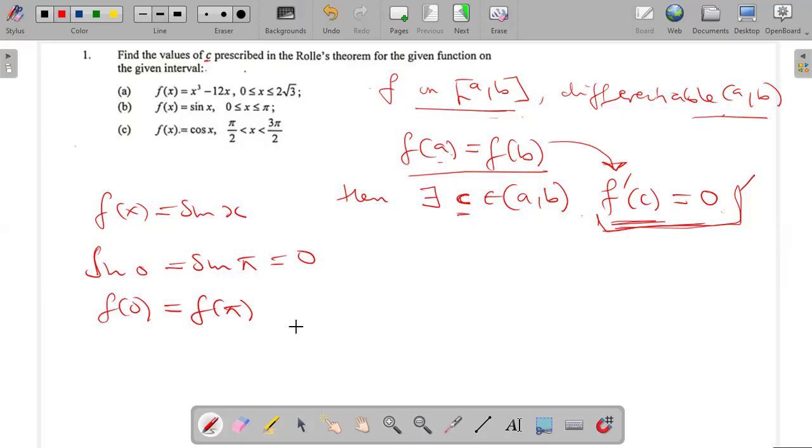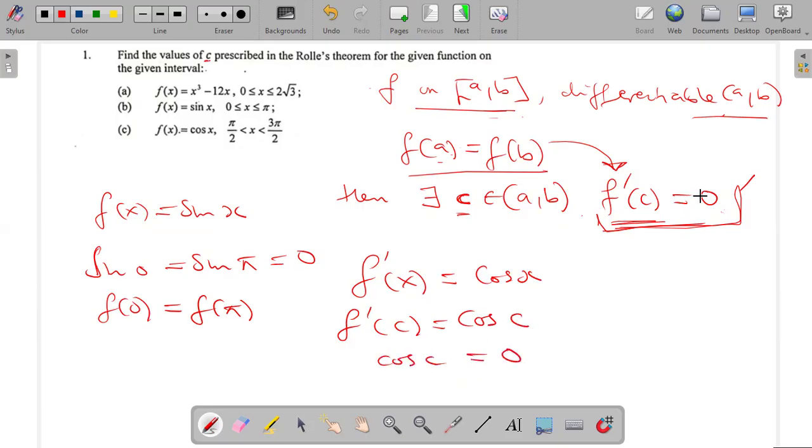So now what do I do? I differentiate the function. So f prime: I differentiate sine, I get cosine of x. So f prime of c is going to be cos c, and I'm saying this equals 0, because this is what is given there as the condition. So now c is cos inverse of 0. And what does cos inverse of 0 give me? It just gives me 90 degrees, which is pi over 2. So my constant c there is just pi over 2. All right.